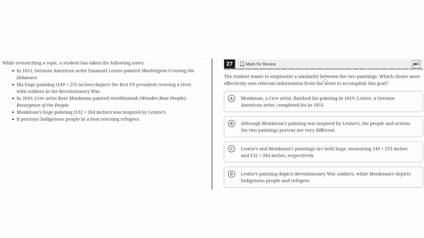Student wants to emphasize a similarity between the two paintings. Which choice most effectively uses relevant information from the notes to accomplish this goal? While researching a topic, a student has taken the following notes.